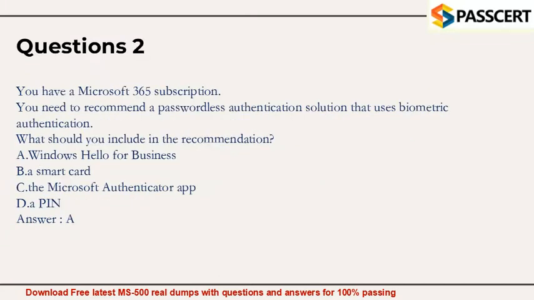Question 2. You have a Microsoft 365 subscription. You need to recommend a passwordless authentication solution that uses biometric authentication. What should you include in the recommendation? A. Windows Hello for Business. B. A smart card. C. The Microsoft Authenticator app. D. A PIN. Answer: A.